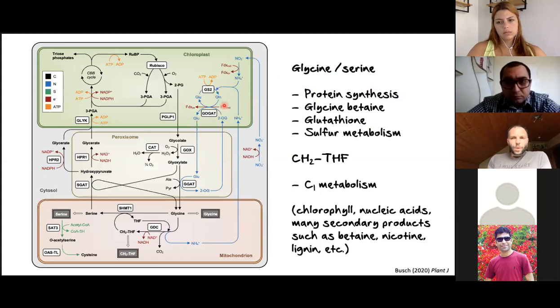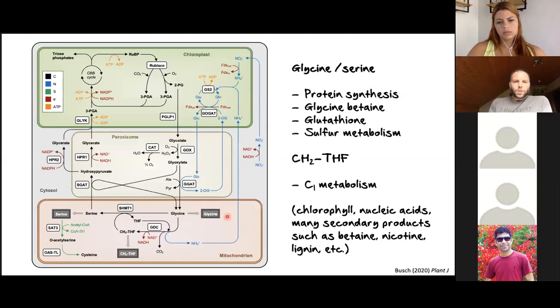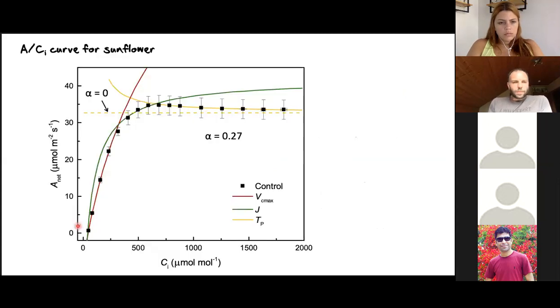So then the question is, if this is related to nitrogen assimilation, then we should be able to modify how much nitrogen we feed in here to see how much glycine and serine can be diverted away from the photorespiratory pathway. And I've tried this in a little experiment.